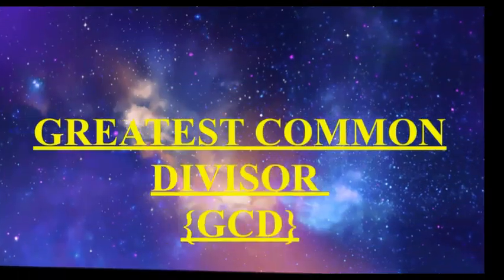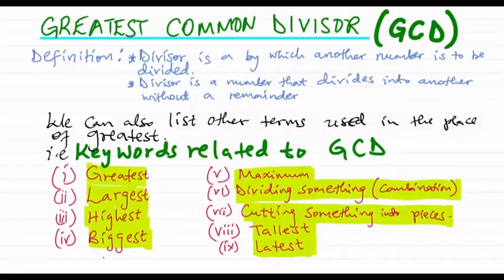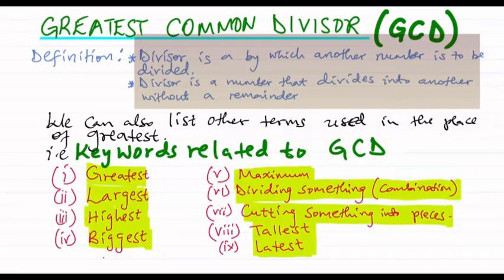Greatest Common Divisor, in short form is GCD. And for the definition, we are going to define what a divisor is in the GCD. We say that a divisor is a number by which another number is to be divided, and also a number that divides into another without a remainder.